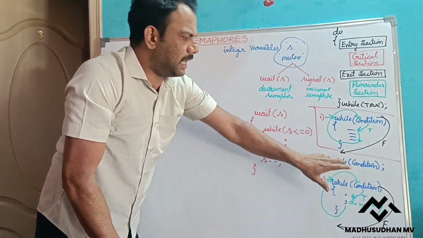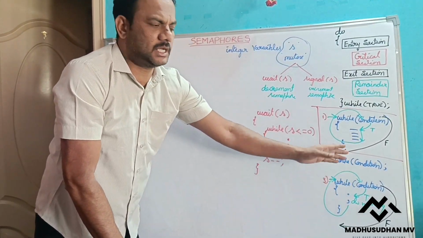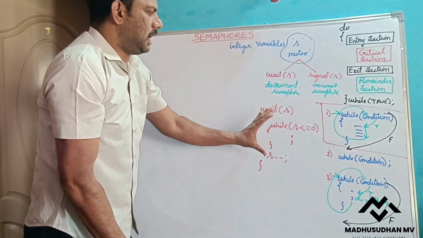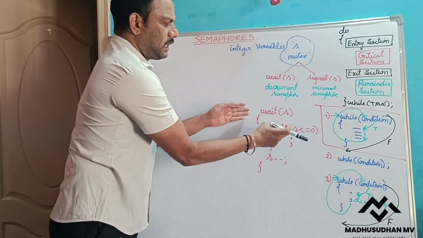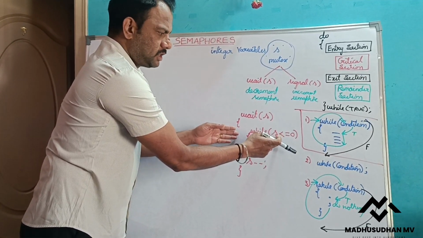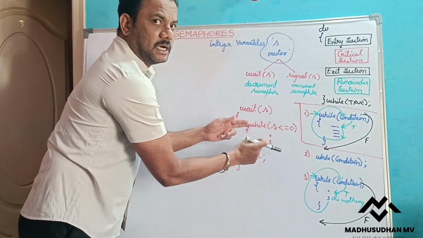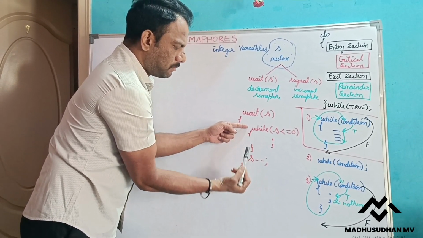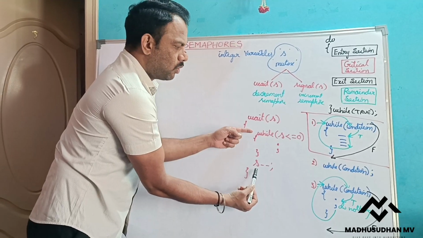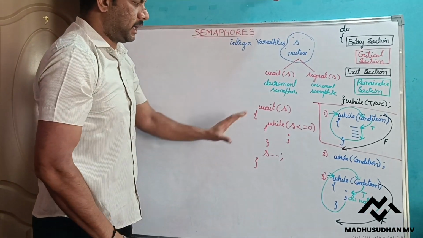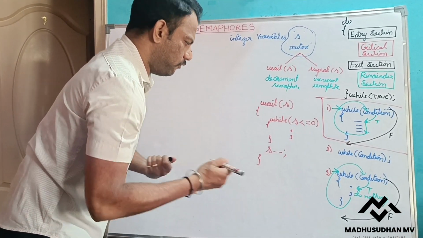This can also be written like this. Both are the same. Whichever you feel easy, write like that. So similarly, now wait of S, in that if the condition is true, it comes inside, does nothing, and is stuck here while the condition is true. Control comes to this S minus minus only when the condition is false. Okay, this is what wait and while do.